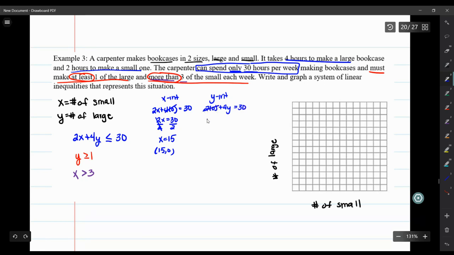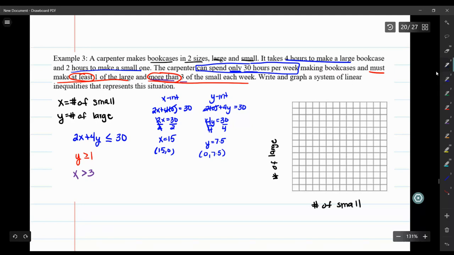So 2 times 0 is 0. So 4y equals 30. Divide by 4 on both sides, and we end up with y equaling 7.5. So it is a decimal, but that's okay. Now we know our constraints.